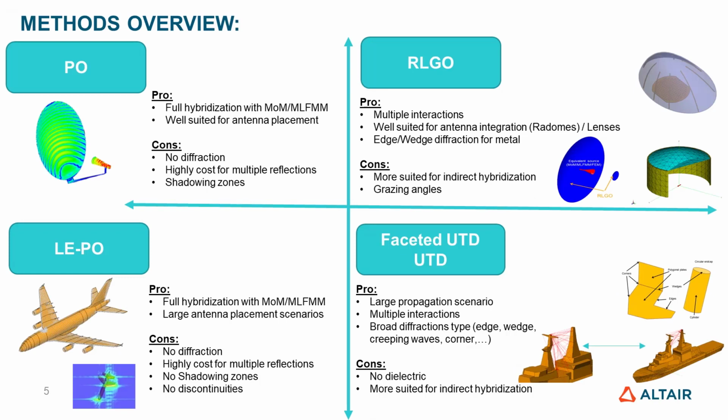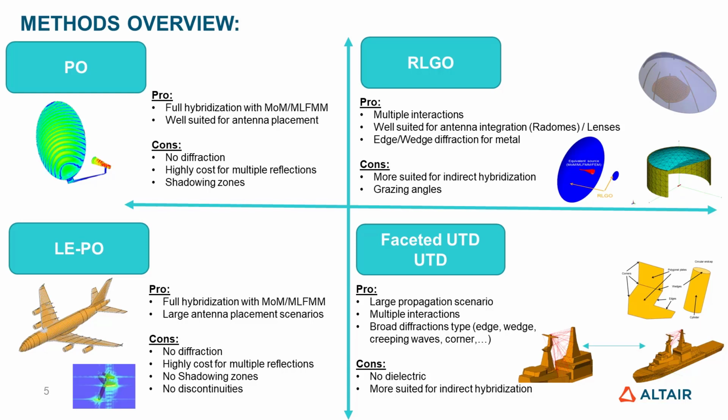As I said earlier, all of these methods have their own strengths and weaknesses. For example, we have the physical optics method, which provides full hybridization with method of moments and MLFMM and is well suited for antenna placement. We also have the ray launching geometrical optics method, which is again well suited for antenna placements, antenna integration with radomes as well as lenses. It takes multiple interactions into consideration.